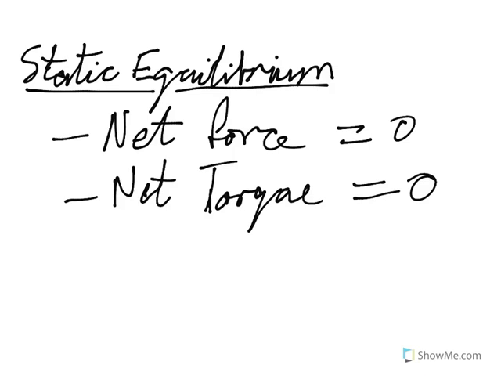A little thing you've got to be careful of with static equilibrium is that it may not necessarily be stationary. It may be moving with a net force of 0 and a net torque of 0. All right, let's have a look at some examples. The first example I've got is a person standing on a beam. So let's have a look.